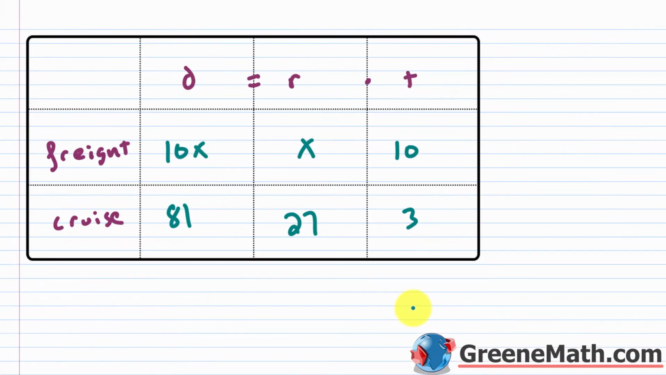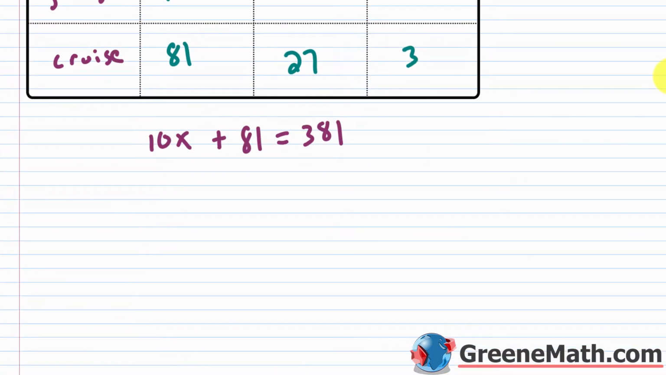What I'm going to do is take the distance from the freight, which is 10x, and add that to the distance for the cruise ship, which is 81, and set this equal to 381, the total distance between them, 381 miles. That's all it is. Let's come down here and solve this.